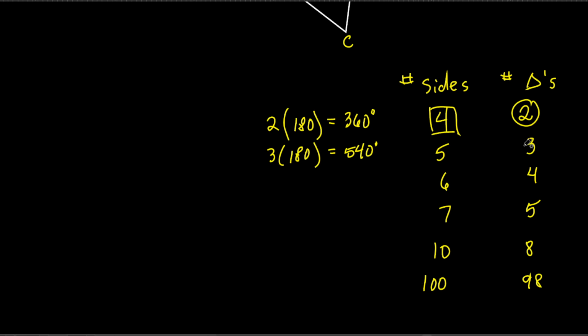All right? So that's 3 triangles. 3 times 180. I probably should have put this right next to where the triangles are, but that's okay. So what's the next one? 4 times 180. What's that? 720.